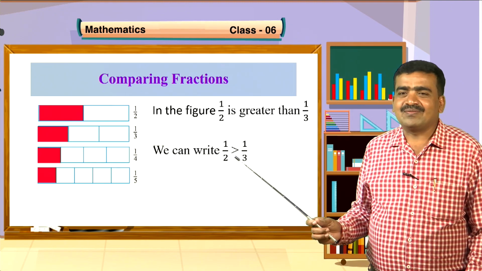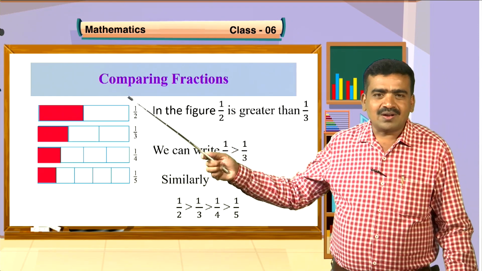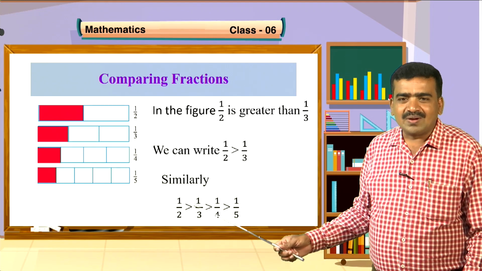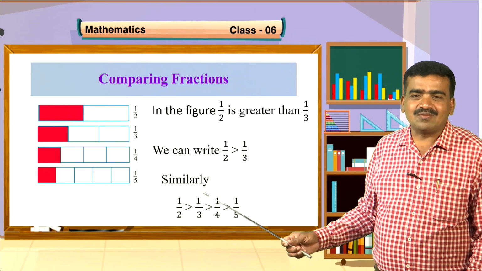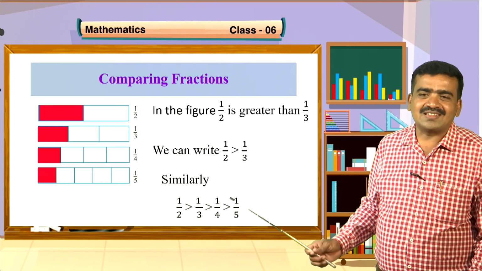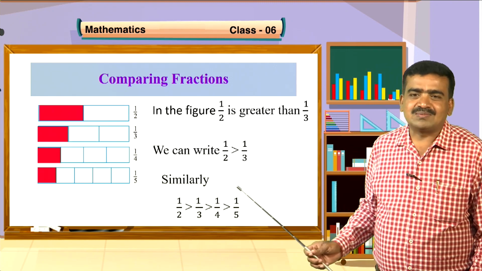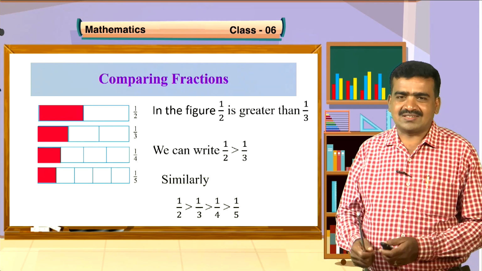Very good. Now, similarly, if you compare all these 4 fractions, we will come to know that 1 by 2 is greater than 1 by 3, which is greater than 1 by 4, and which is greater than 1 by 5. The greatest is 1 by 2 and the smallest is 1 by 5 among the 4 given fractions.